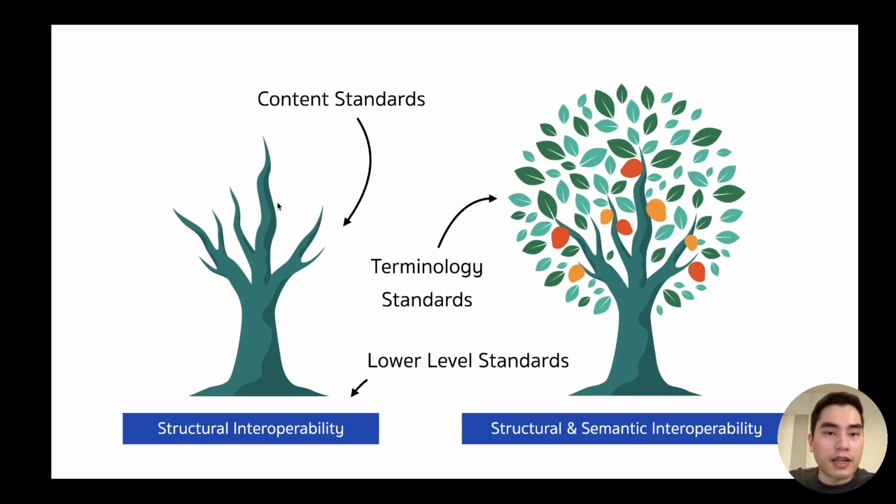Lower level standards are like the ground that a tree must sit on in order to grow. And content standards, this is for structural interoperability. It's like a trunk and branches, and terminology standards are like the leaves, fruit, and flowers, everything that makes a tree become a complete tree. Or you can use a language metaphor. Content standard is more like a grammar, and terminology standard is more like a vocabulary in the language, for example.